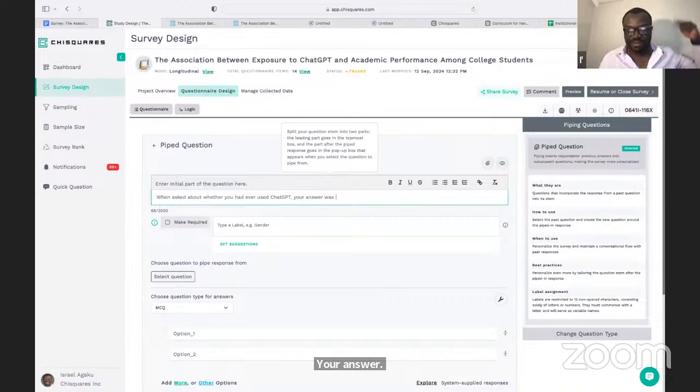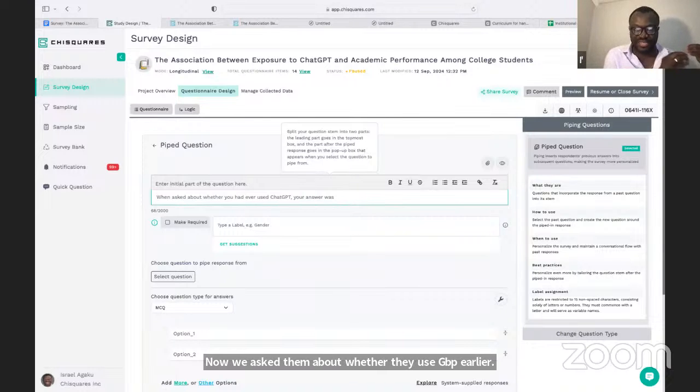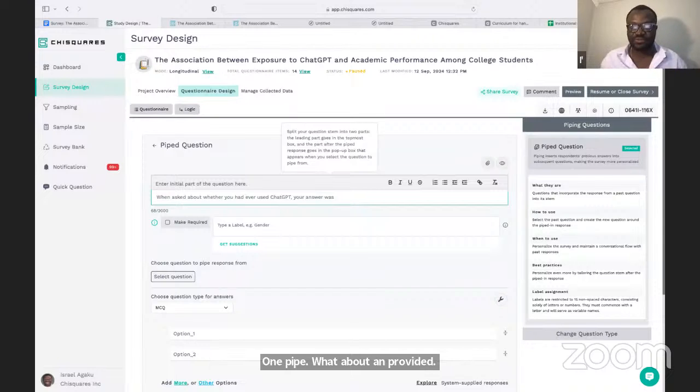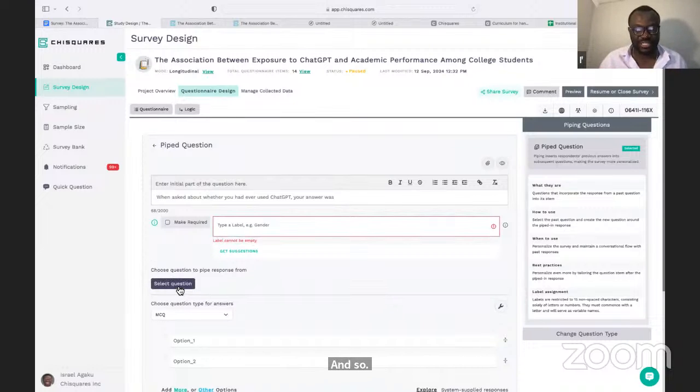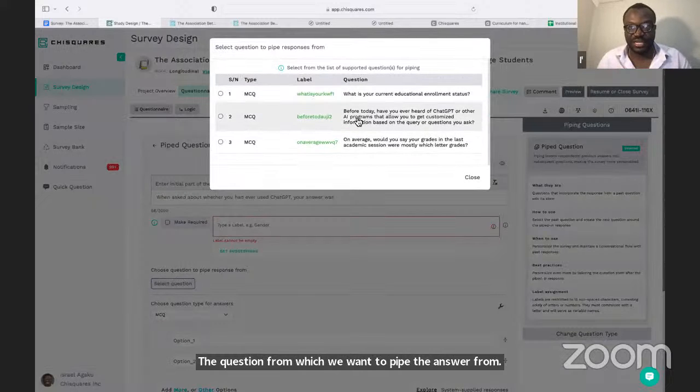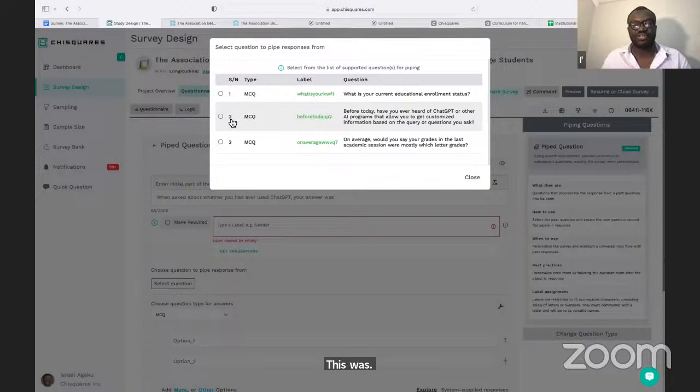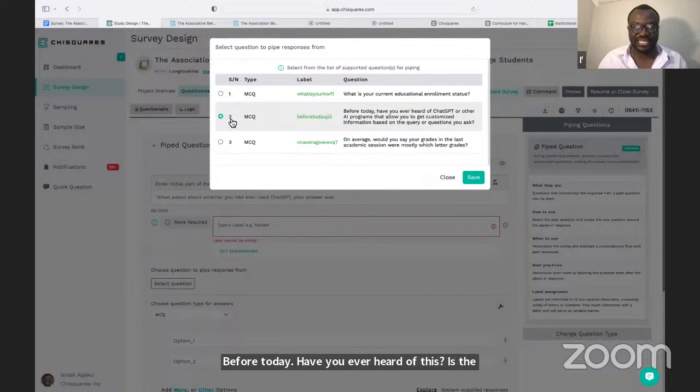Now, we asked them about whether they used ChatGPT earlier. We want to pipe whatever answer they provided from up there into this question, right? And so we will then select the question from which we want to pipe the answer. So let's select the question here. This was, before today, have you ever heard of ChatGPT? This is the question we want to pipe answers from. So we'll select that question.